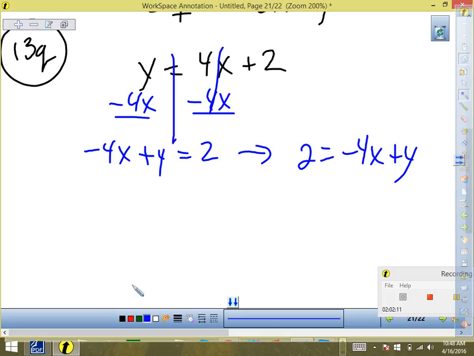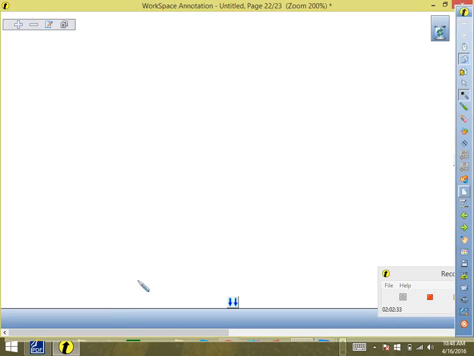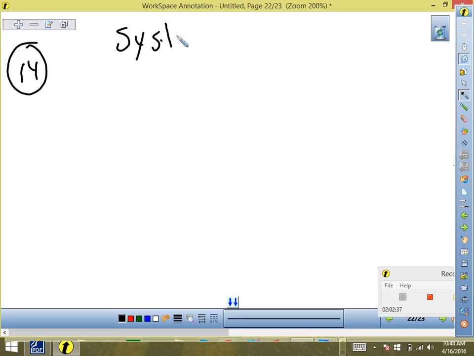Here we go. So, graphing, we already did using slope-intercept form. I'm not going to get into cover-up or the table. I'll leave that for you guys. I want to get into systems of equations. Here we go. Number 14. System of equations.